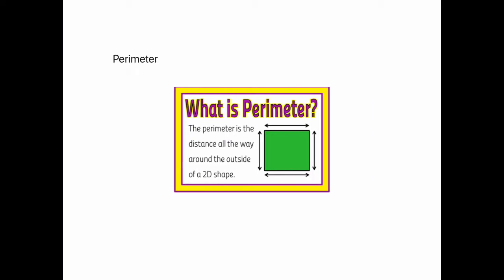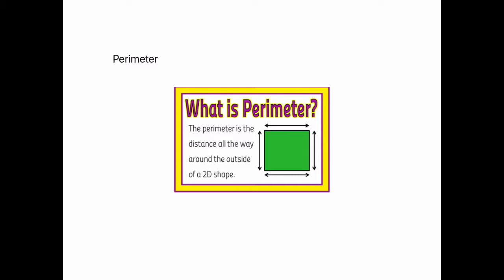So we have some vocabulary that we need to get through today, and to begin, we're going to start with perimeter. Perimeter is the distance all the way around the outside of a two-dimensional shape. And to find that, we will simply add, or get the sum of, the lengths of all of its sides.